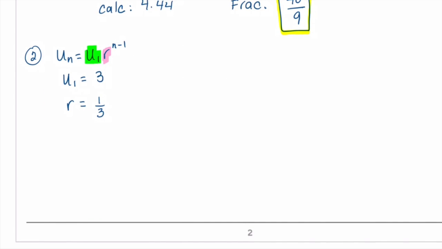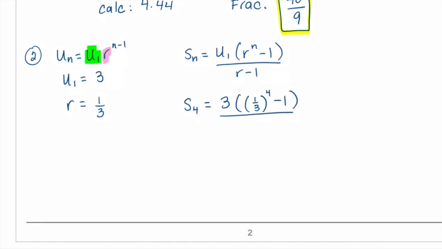Now that I have that, I am going to use the sum of the n terms. So we are adding 4 terms from 1 all the way to 4. And I'm going to replace my u sub 1 and my r. And at this point, I'm going to input this into my calculator. I get the same value as before, which means that the sum of the 4 terms is equal to 40/9.